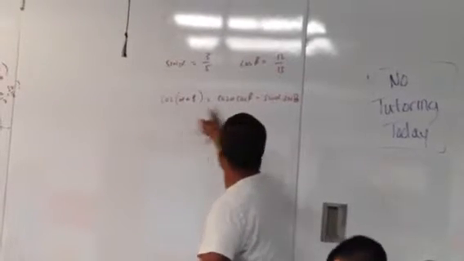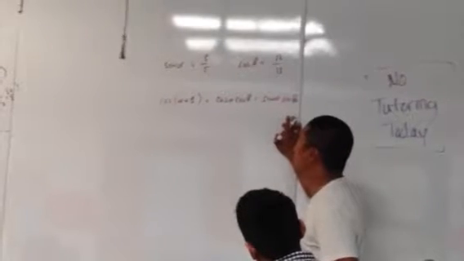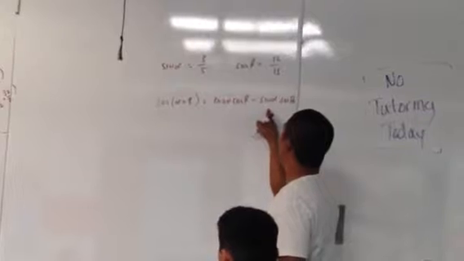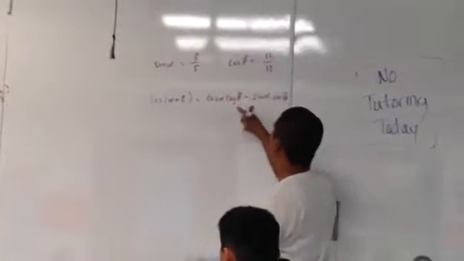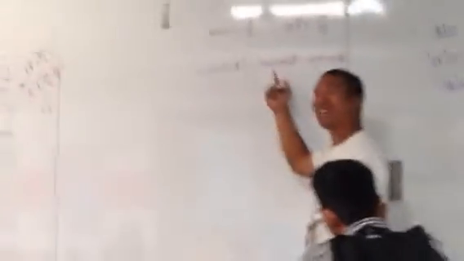Okay? So you have this. If I want cosine of alpha plus beta, what am I missing? I have sine of alpha and I have cosine of beta. I'm missing cosine alpha and I'm missing sine of beta. Does that make sense? But with this information, I can get that.